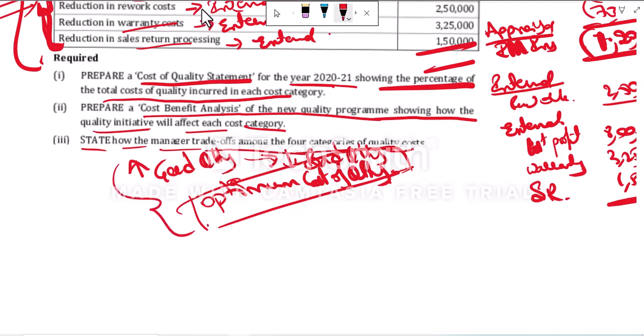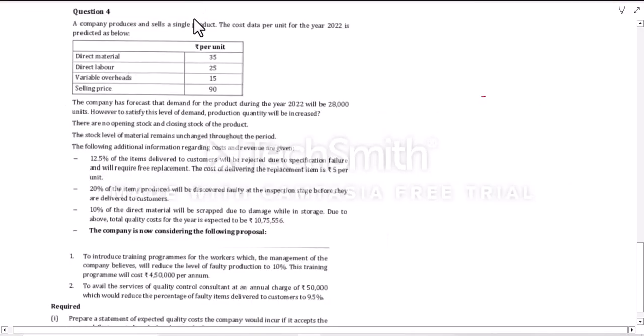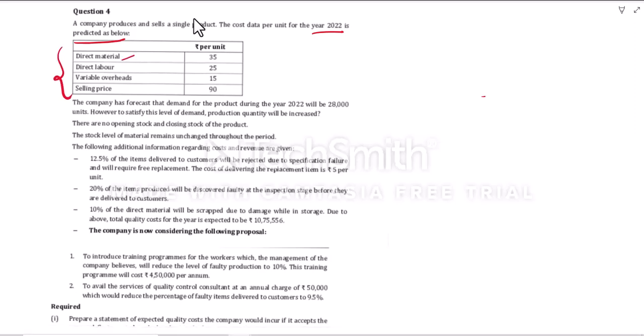Okay, next question. A company produces and sells a single product. The cost data per unit for the year 2022 is predicted as below. See, they have given per unit cost: direct material, direct labor, variable overheads, and selling price. Okay, next. With this, what you can find out here is contribution. Only that we can know.